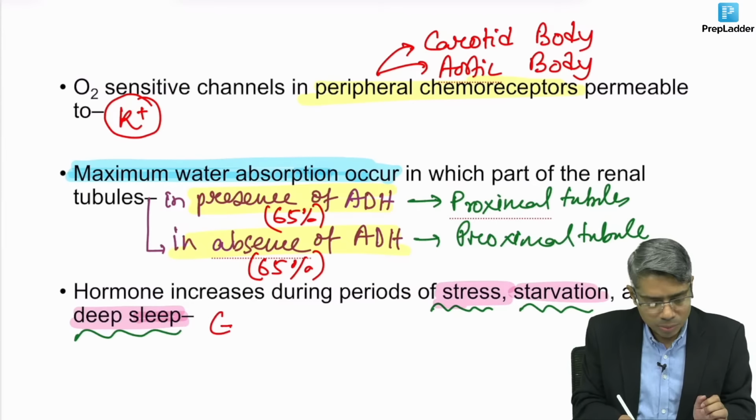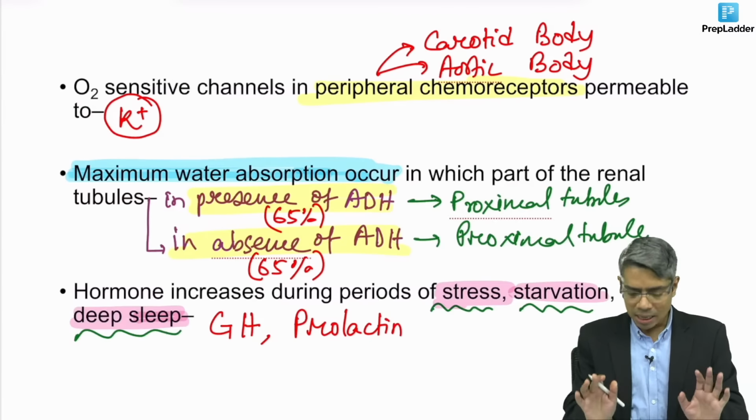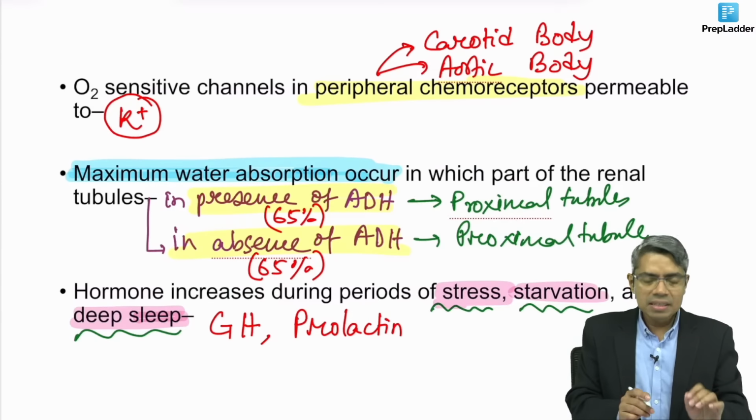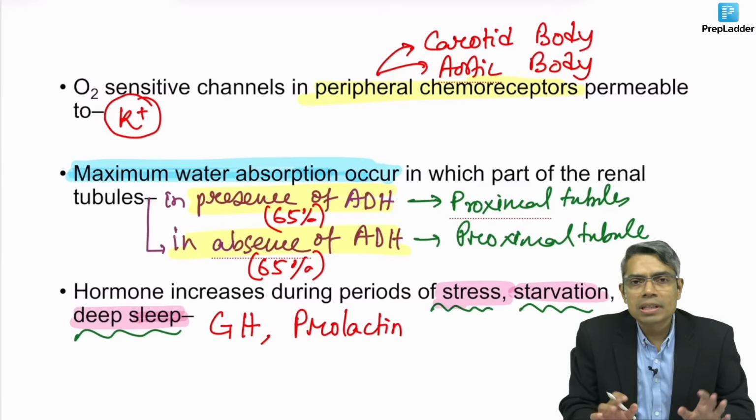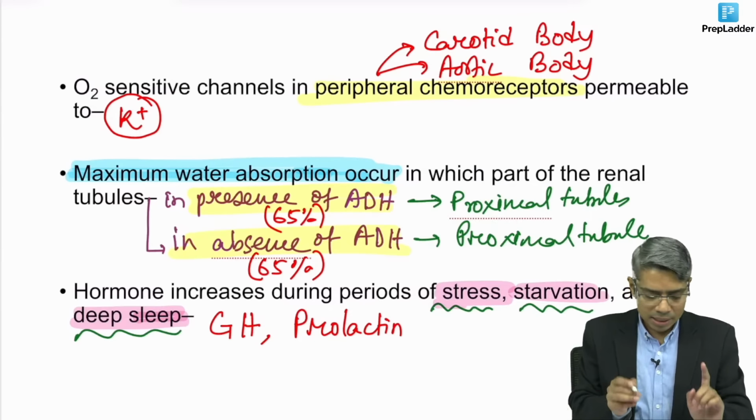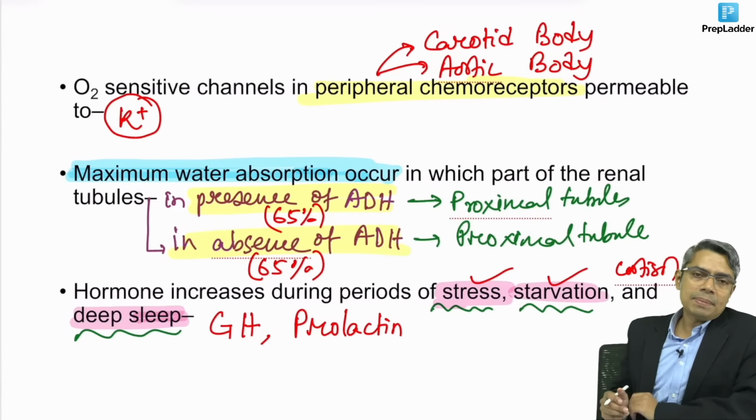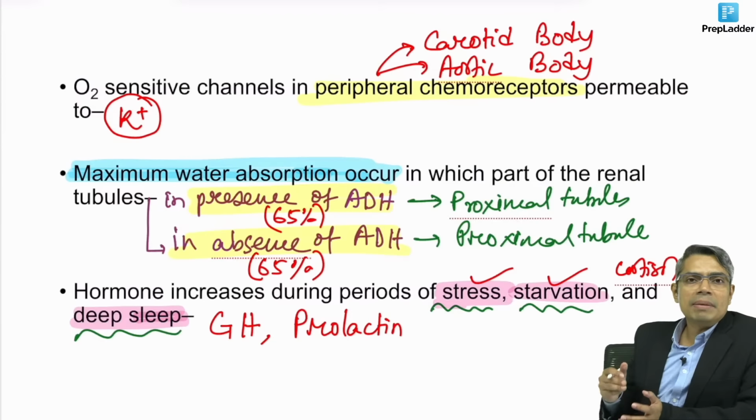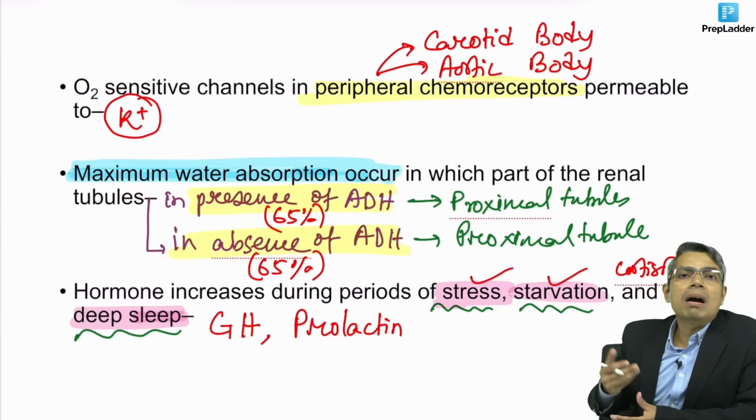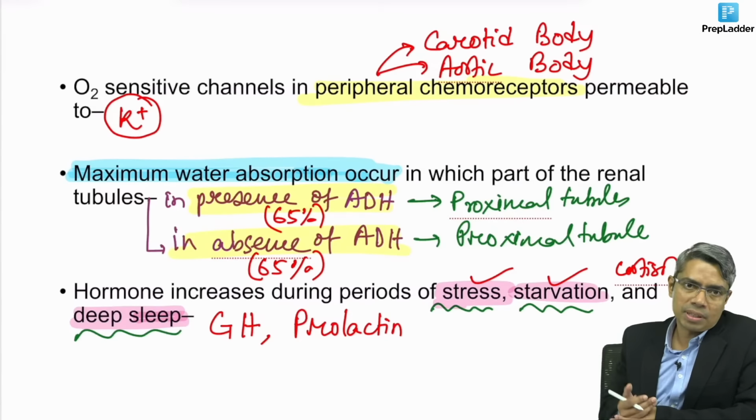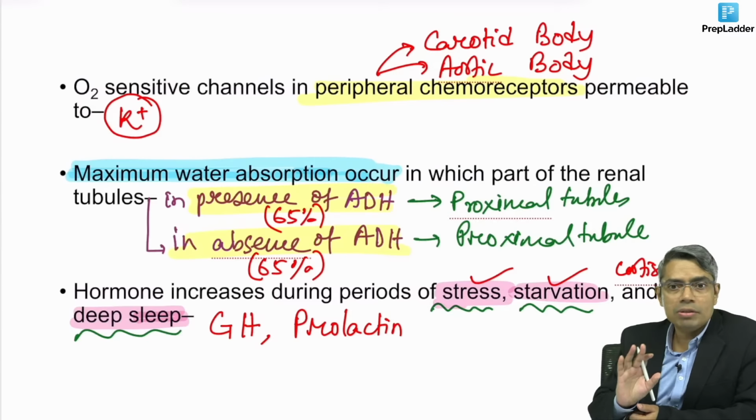One is growth hormone, and the second one is prolactin. Cortisol cannot be the answer here, because deep sleep is not a stimulus for cortisol. You are answering correctly that stress is a stimulus for cortisol, and starvation is a stimulus for cortisol. Cortisol can be secreted by these two, but deep sleep is not a stimulus for cortisol. When is the cortisol level maximum? In the early morning, whenever you are awakening from sleep. So that's why cortisol cannot be the answer.